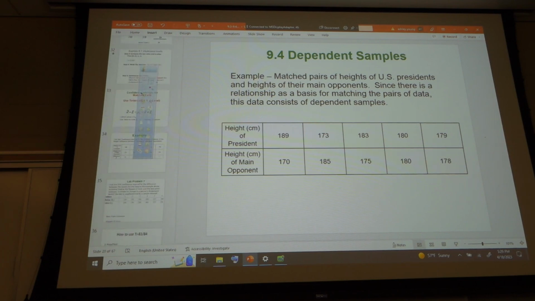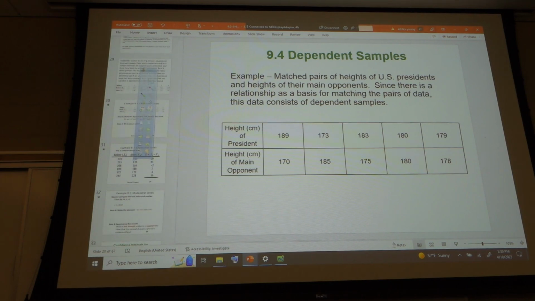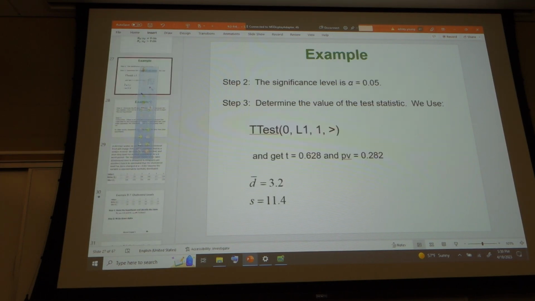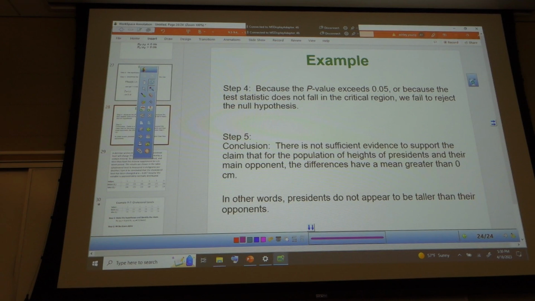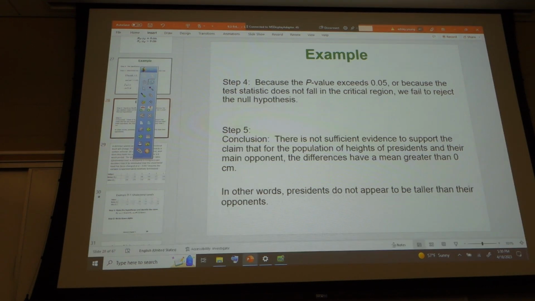Okay, where were we? Okay, and then finally, because our p-value, it's 28%, exceeds 5%, then we fail to reject the null hypothesis. We do not reject the null hypothesis, so we do not have enough evidence to support the claim that presidents are taller than their opponents. Good. So you folks have one to do.